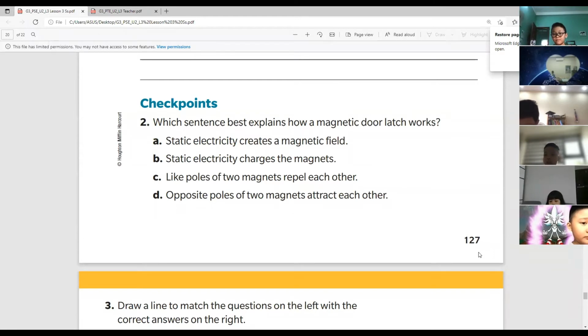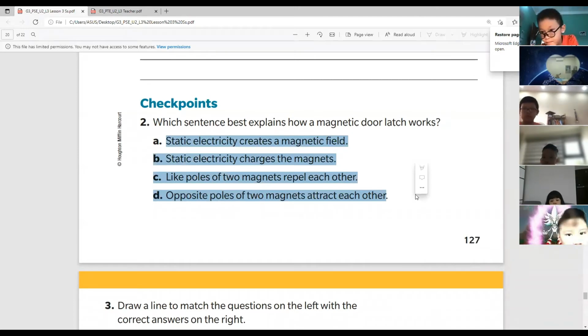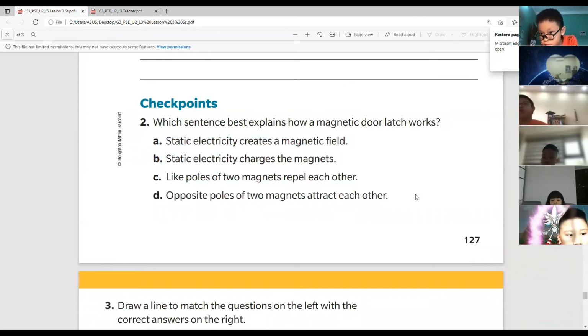Guys, a magnetic door latch is just a door that shuts with a magnet. Like your fridge, your fridge shuts or is kept shut by using a magnet. But you can still figure out what is right. Scart, what did you get for your answer for number 2?